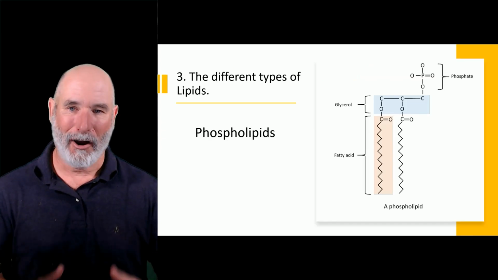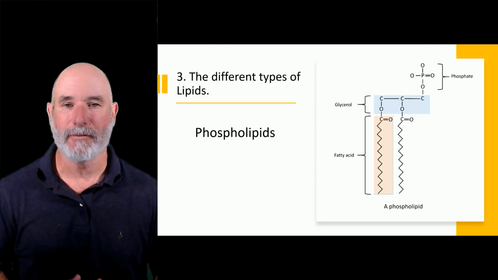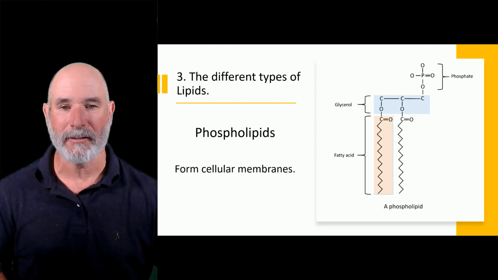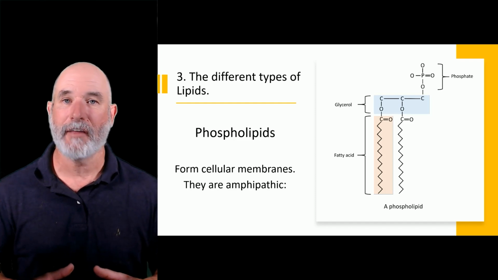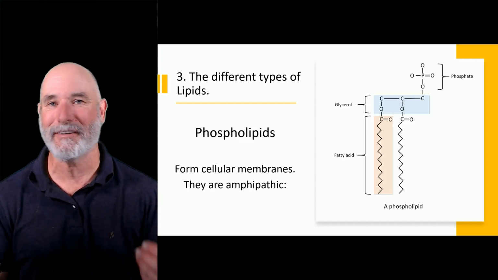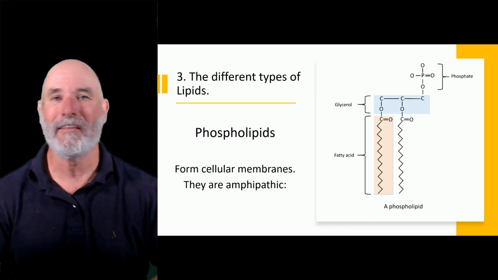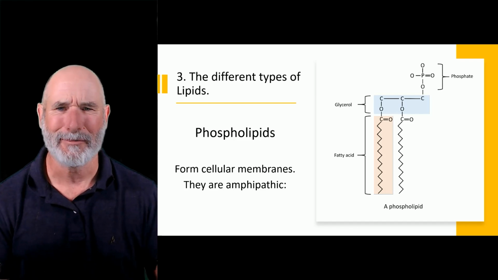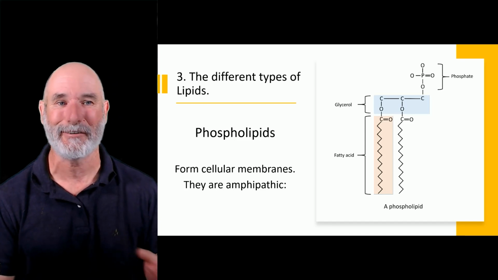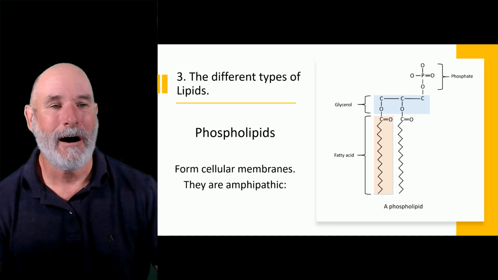All right. Our next type is the phospholipid. And phospholipids form cellular membranes. And you're going to notice they are amphipathic. Think of like amphibian, like frogs, right? They have a tadpole stage in the water, and then the adults live on land most of the time. There are frogs out there that skip the tadpole stage altogether and never go to water. I know, weird.